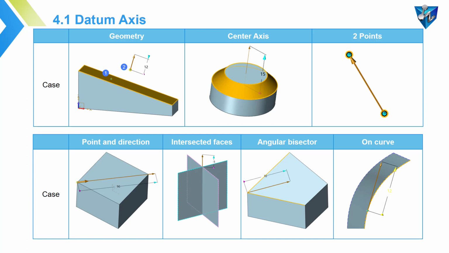So first one is datum axis. In mechanical design, we often need to create datum axis, which will make our work easier. In ZW3D, there are 7 ways to create it: by geometry, by face center, by 2 points, by points and direction, by intersected faces, by angular bisector, and also on curve. Okay, you can quickly go through this page, and later I will show you directly in the software.